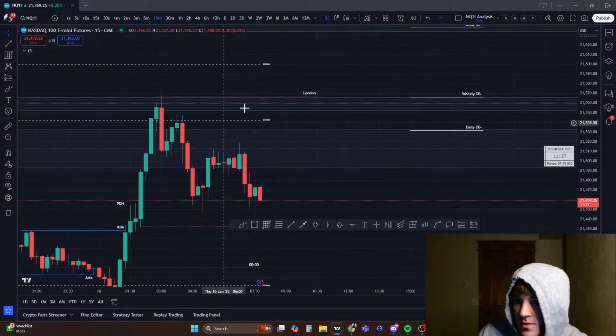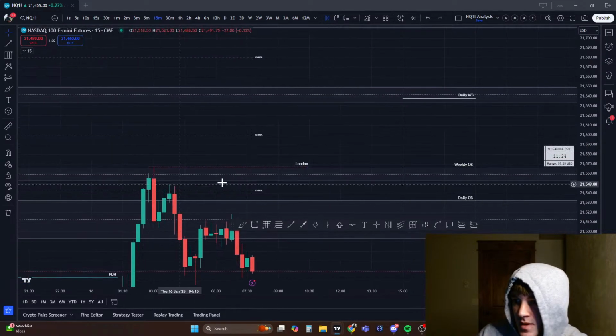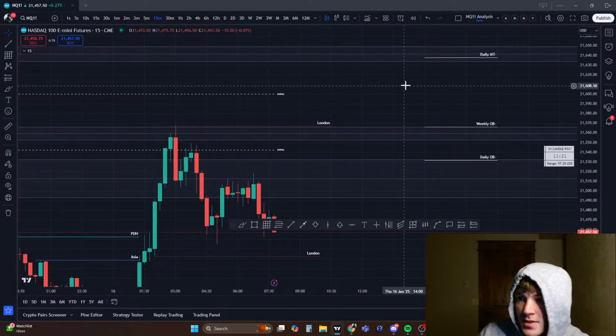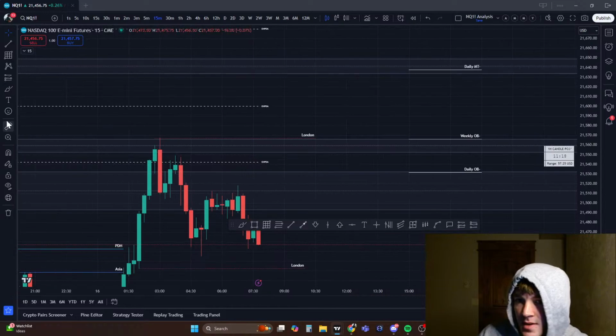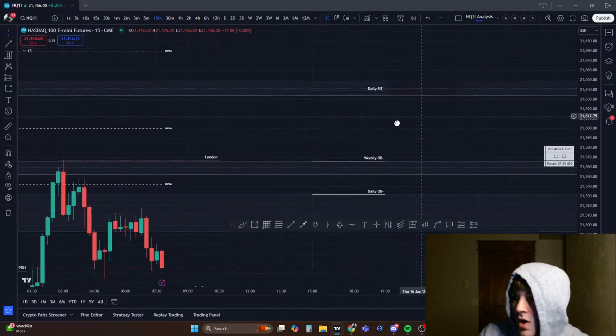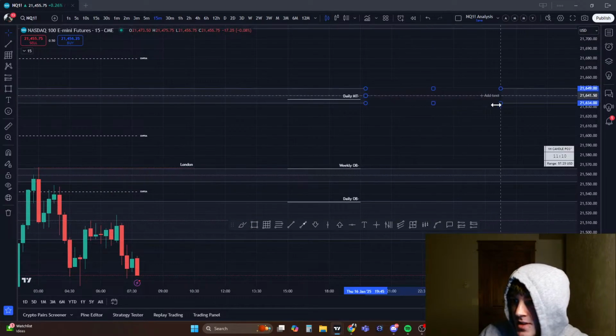Look at this as well. We perfectly hit this new week opening gap. And look, this new week opening gap here is aligned with the midpoint of the order block. That's crazy. Oh, I wanted to look at the RTH gap.